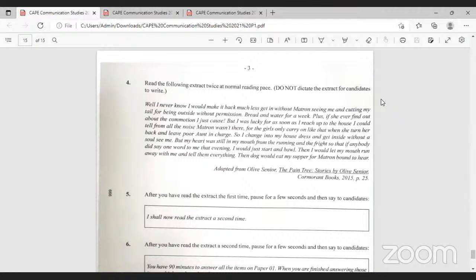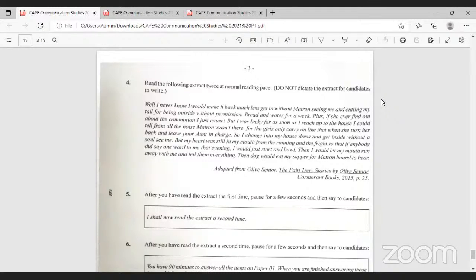So it says, well, I never know I would make it back, much less get in without matron seeing me and cutting my tail for being outside without permission. Bread and water for a week. Plus, if she ever find out about the commotion I just caused. But I was lucky, for as soon as I reached up to the house, I could tell from all the noise matron wasn't there. But the girls only carry on like that when she turned her back and leave poor aunt in charge. So I changed into my house dress and get inside without a soul see me.